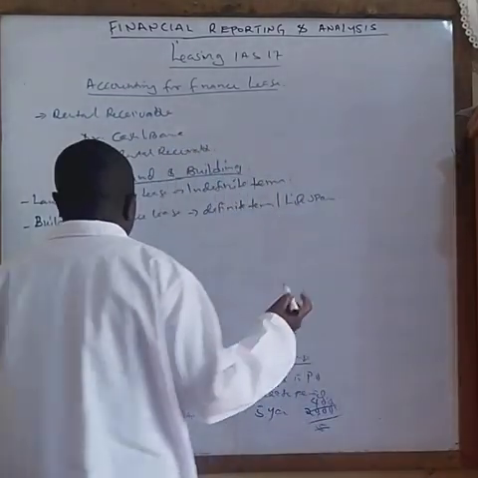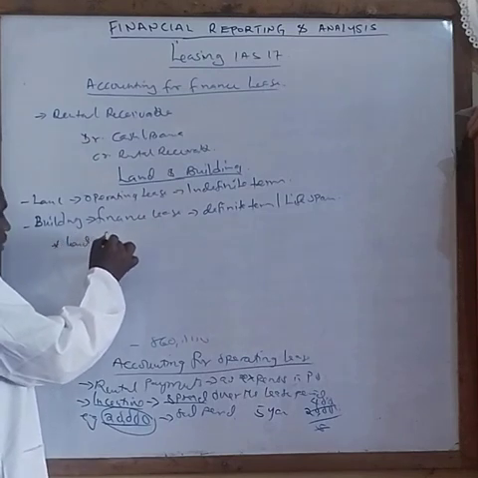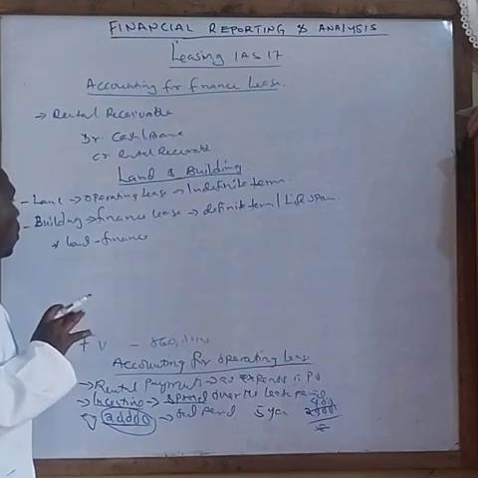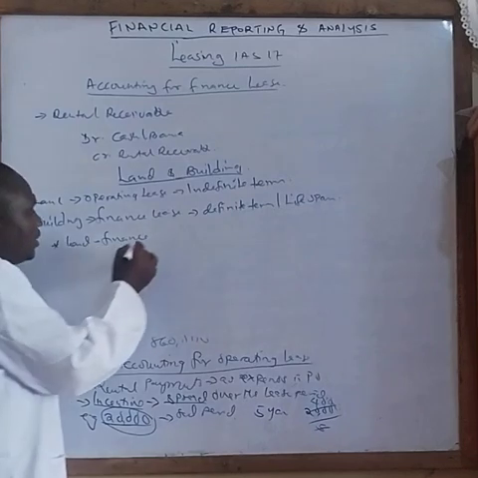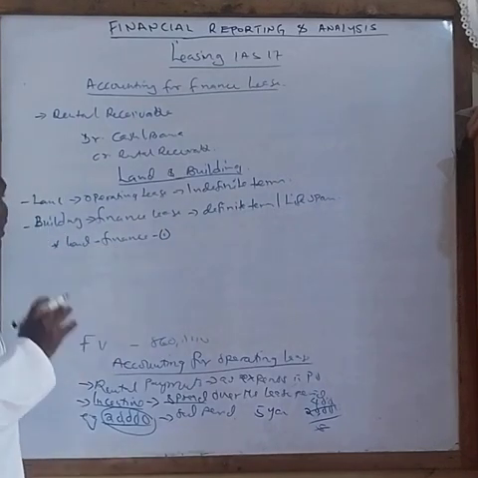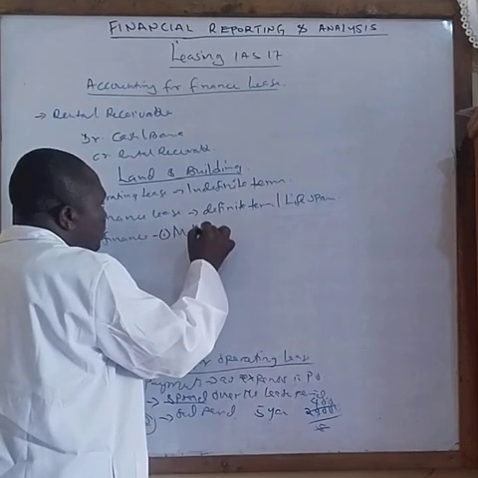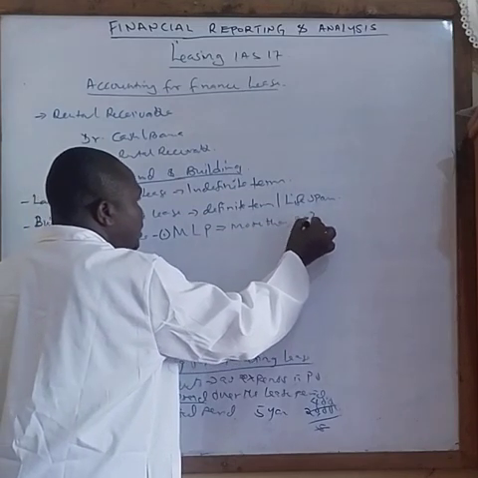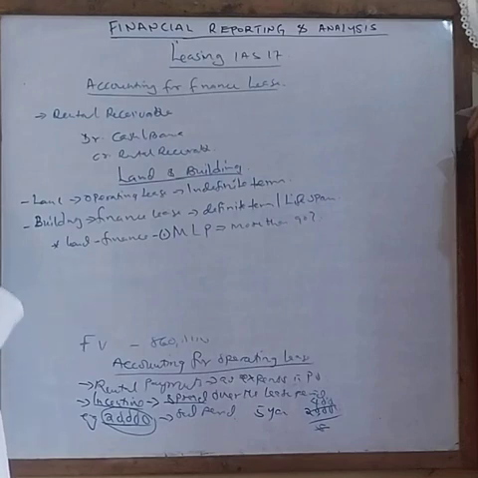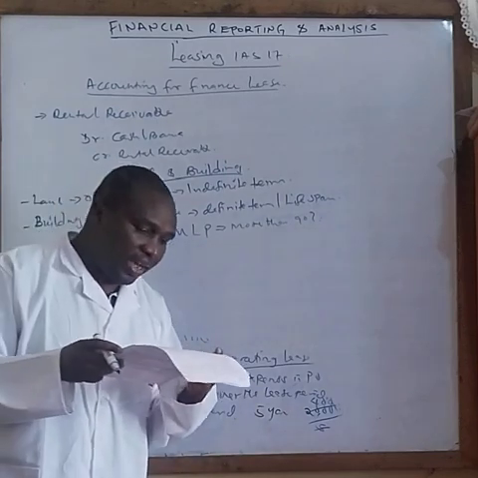Now, on the same note, there are also some circumstances under which land can be classified under finance lease. That is why I want to be very careful. What are the circumstances that will lead to land being classified under finance lease? The land can be classified under finance lease if the minimum lease payment is more than what? 90%. If the minimum lease payment is more than 90%, that is the time we say that particular land can be classified under what? Finance lease.